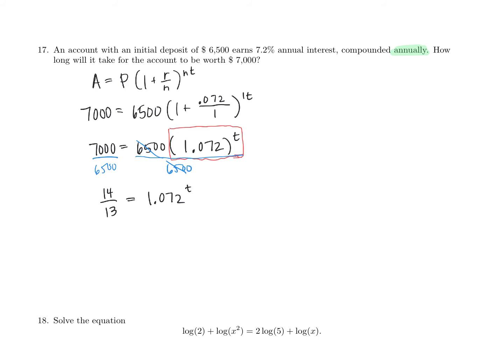Now I can write this in logarithmic form. We want to identify the base. The base is 1.072. So this is going to be the log base 1.072 of 14 over 13 is equal to t. And now you can just put that in your calculator and figure out what it is. So t to the nearest thousandths place would be 1.066. And it's time, so it's years.